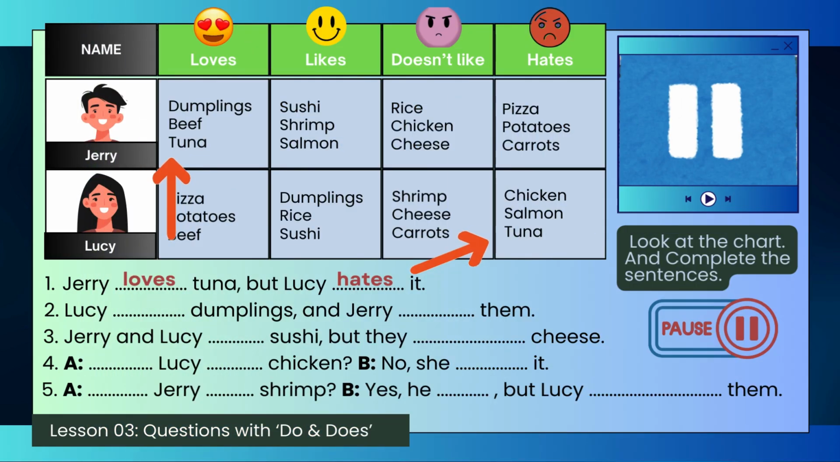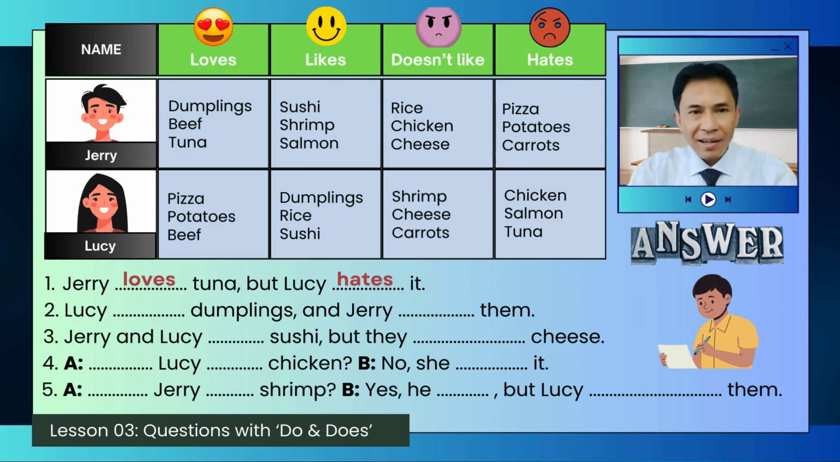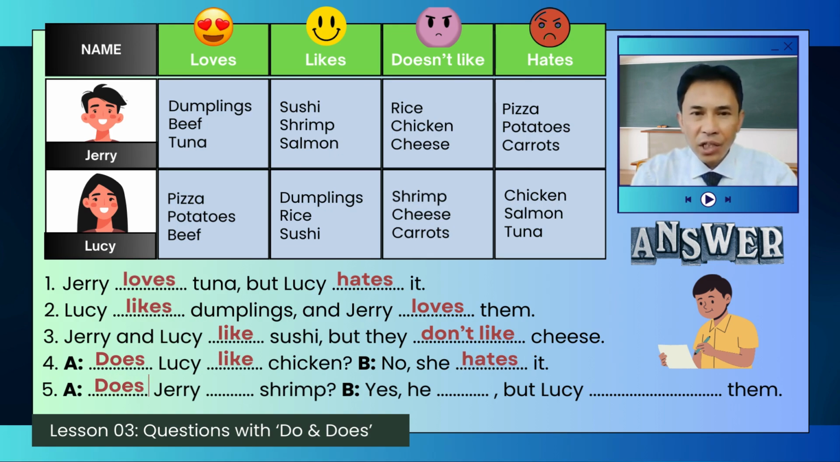You can pause the video while you work. All right, let's check how you did. Number two, Lucy likes dumplings and Jerry loves them. Number three, Jerry and Lucy like sushi, but they don't like cheese. Number 4A, does Lucy like chicken? B, no, she hates it. 5A, does Jerry like shrimp? B, yes, he does, but Lucy doesn't like them.